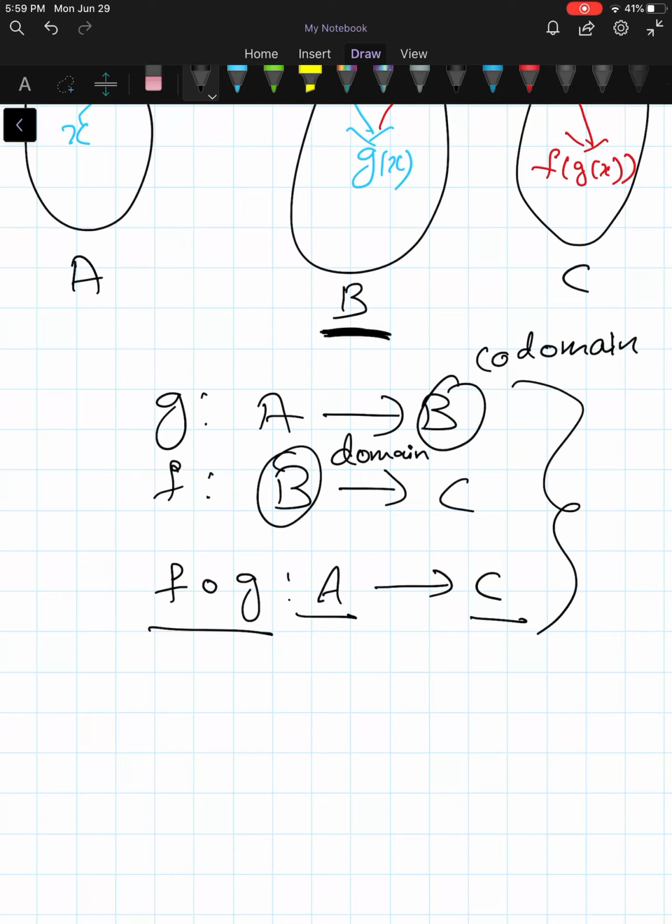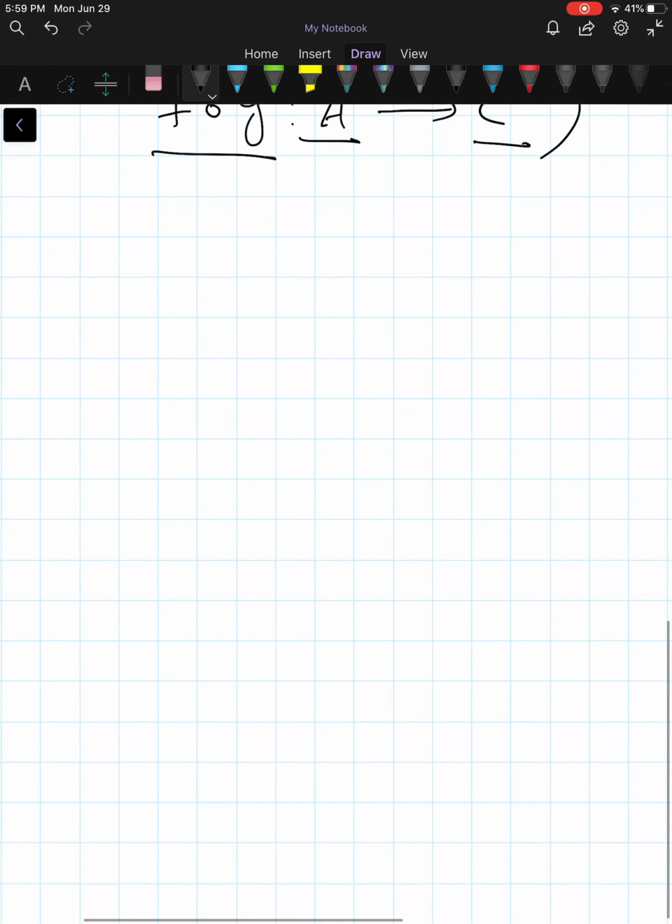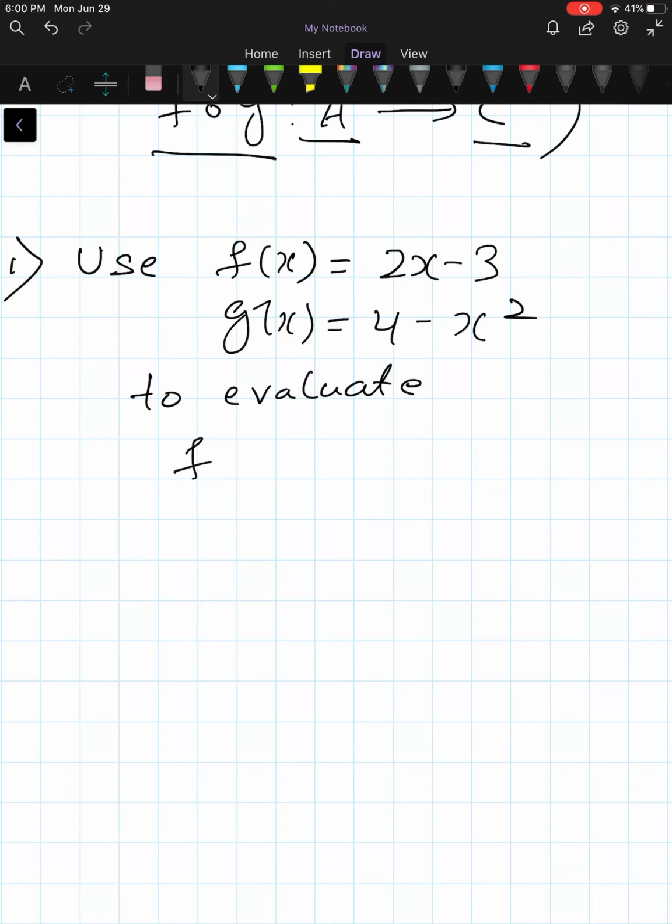Okay, so now we will do some problems, different kinds of problems to understand the process of composition a little better. Okay, so use f of x is equal to 2x minus 3, this is problem 1, and g of x is equal to 4 minus x square to evaluate f of f of 2.